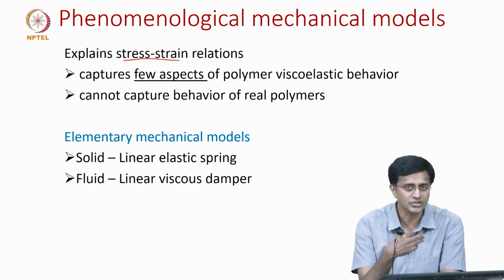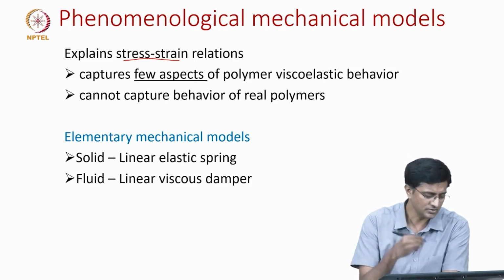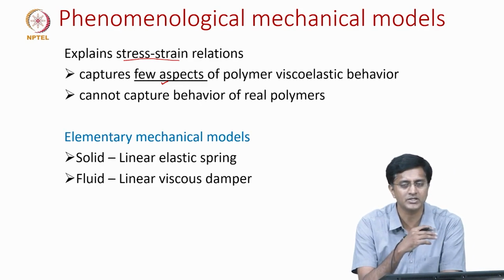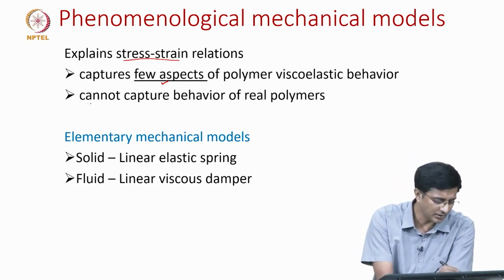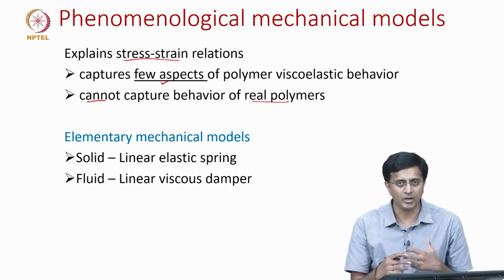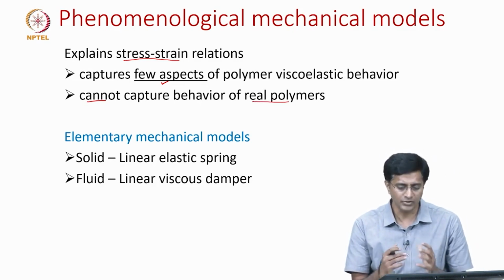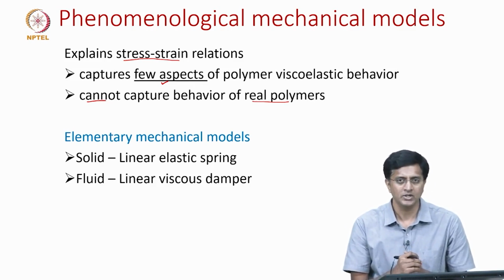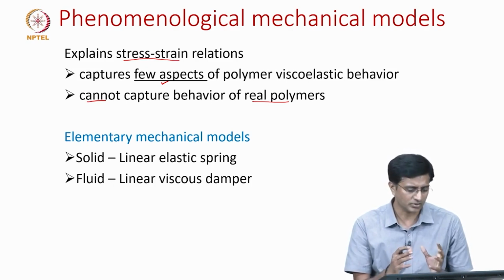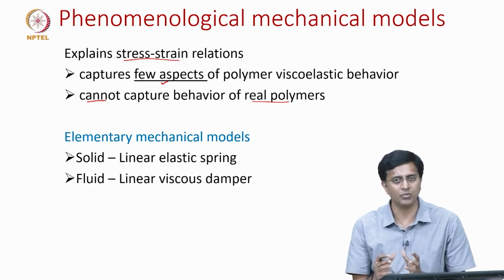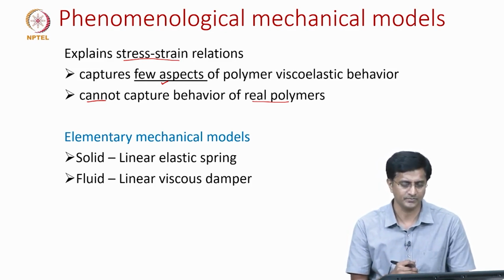A few cautions before we go ahead with these discussions. First, these models only capture a few aspects of polymeric viscoelastic behavior. What we mean is they cannot be used to capture real polymers, because real polymers have much more complex phenomena which cannot be captured using at least simple phenomenological models. In this course we will discuss both some elementary models as well as some advanced models which can maybe capture this behavior of real polymers.